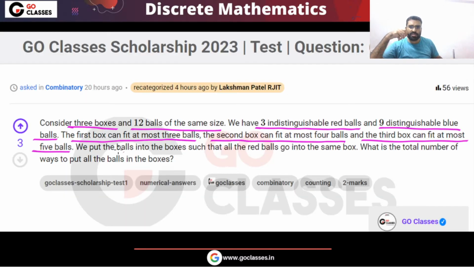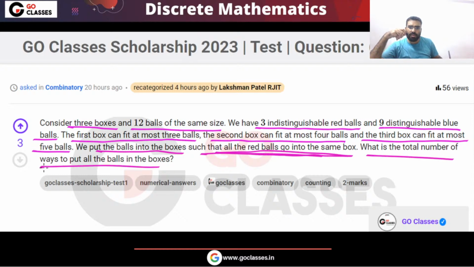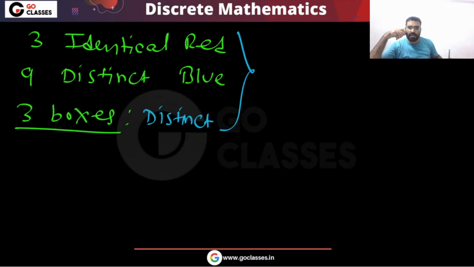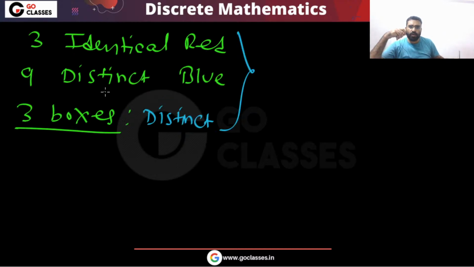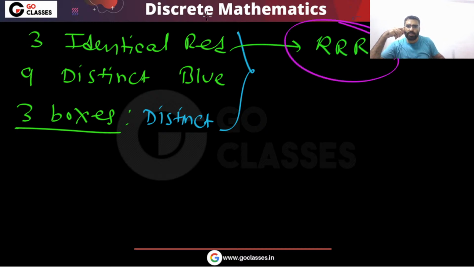Now let's solve the question. We put the balls in boxes such that all the red balls go into the same box. All the red balls, they should go into the same box. What is the total number of ways in which we can put the balls? Now this is a very simple question. All the red balls should go to the same box. So there are 3 red balls, RRR. Okay, these are the 3 identical red balls, RRR.